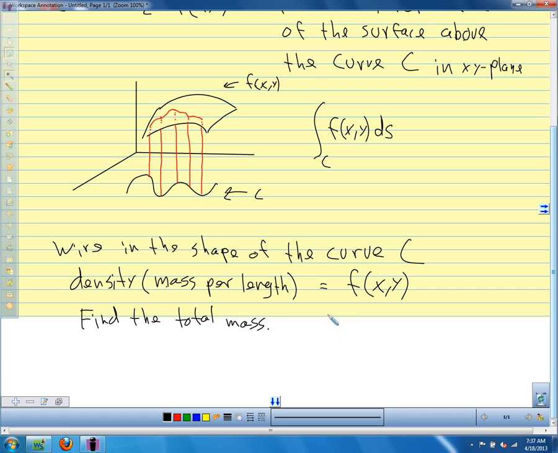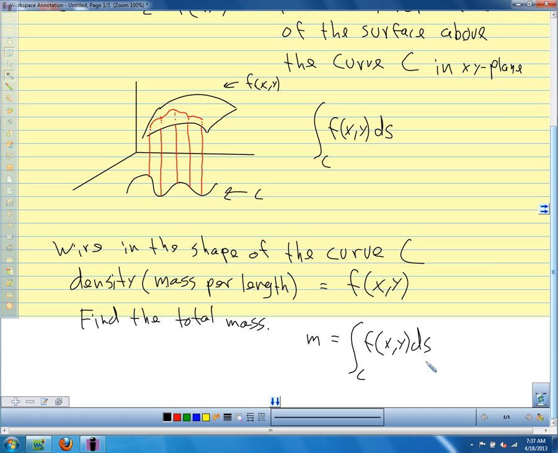This is a line integral problem. Our mass is going to be the line integral over C of f of x, y ds. So this is another line integral problem. These are a couple of the kinds of application problems that you'll be asked in the homework. It'll ask you to find the mass of a wire bent in some shape.